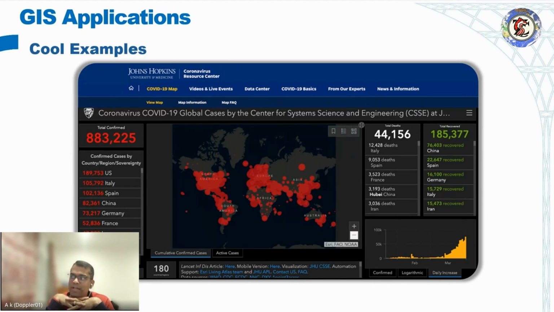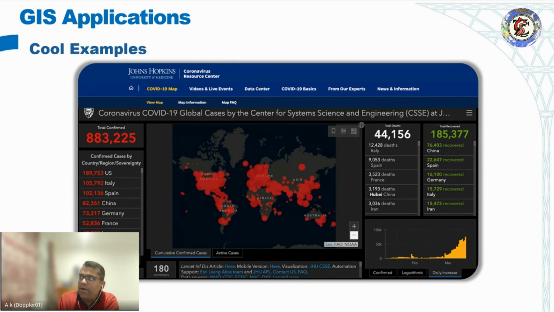Not very good memories, but as a GIS person, this was our crowning glory kind of thing. This was run for three and a half years. This particular dashboard was run by Johns Hopkins University, and it made a lot of people aware of what exactly coronavirus is, how it is spreading, and other things.